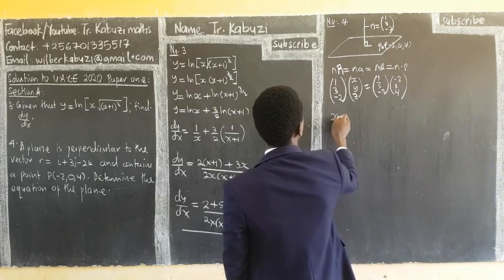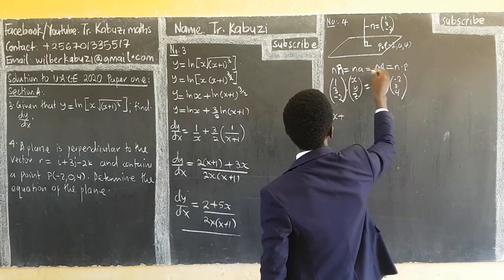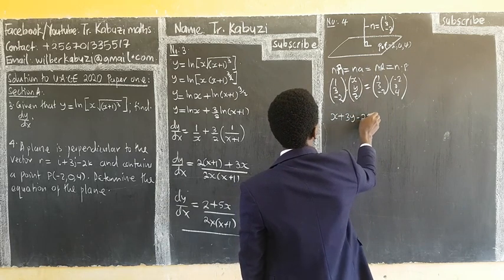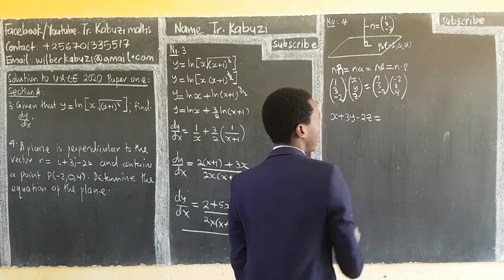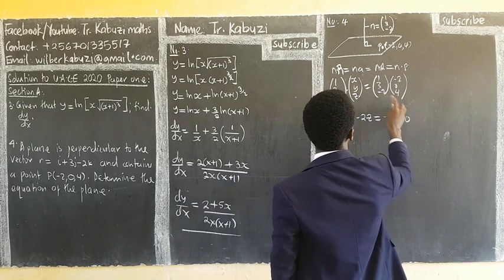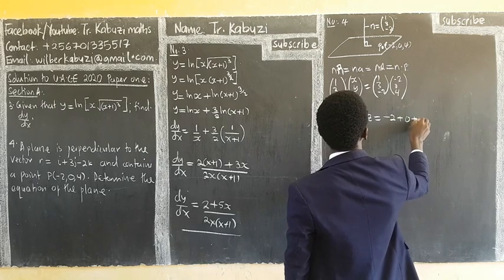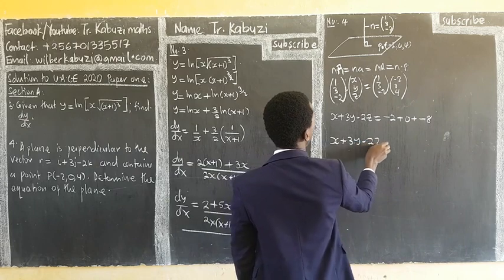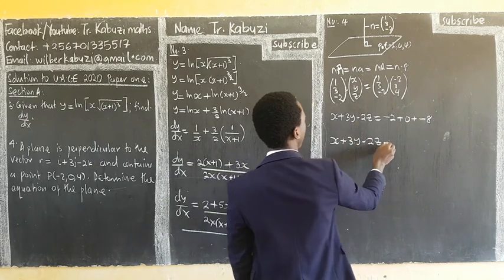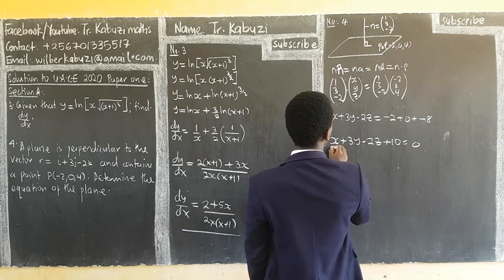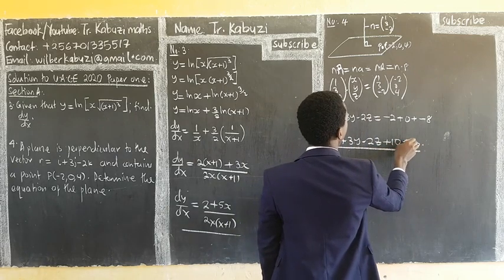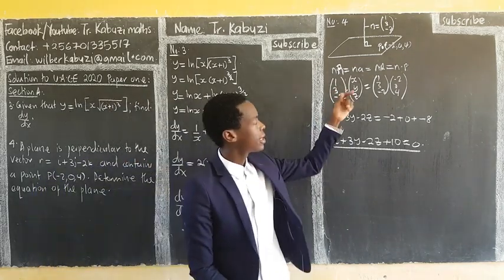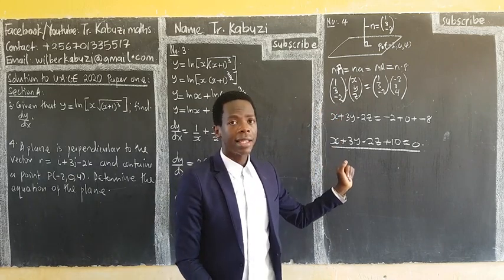This will give us x. We are dotting these ones. This is the dot product formula. So this times this, this times this, this times this, minus 2z equals negative 2 plus 0, then plus negative 8. And so we have x plus 3y minus 2z equals negative 10. Bringing this to this side, x plus 3y minus 2z plus 10 equals 0. And that will be the equation of the plane with ease. So that's how we did number 4. This is a very simple dot product formula, as simple as that.